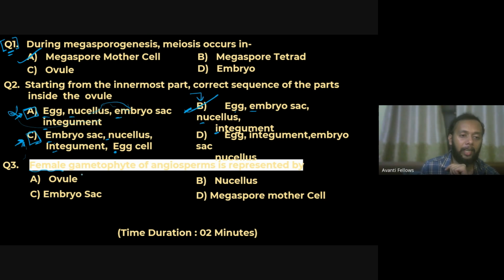Female gametophyte of angiosperm is represented by. Female gametophyte of angiosperm is represented by. If you cannot read the question, I am reading it for you. Female gametophyte of angiosperm is represented by A, B, C, D. Tell me, Misbah. Option C. Yes. Female gametophyte is nothing but my embryo sac. Yes, that is what you will get to see.